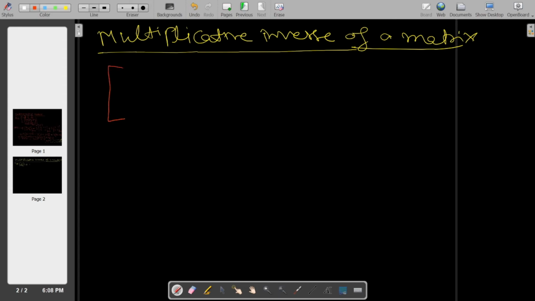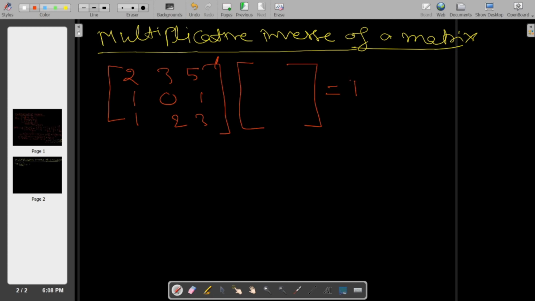So let's take one matrix here: 2, 3, 5, 1, 0, 1, 1, 2, 3. So this is the matrix. Do we have any matrix which, when we multiply with this particular matrix, gives an identity matrix? We have seen what an identity matrix is. Identity matrix is nothing but 1, 0, 0, 0, 1, 0, 0, 0, 1. The size of this matrix is 3 cross 3, here also 3 cross 3. So not all 3 cross 3 matrices will have an inverse.